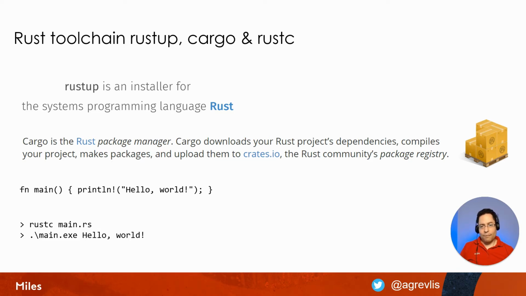Here's a simple hello world example. We define a main function and print out a line, hello world. Then we can use rustc to compile our Rust file, and we will get an executable. On a Windows system, we will get an exe file. If we execute the main.exe file, it will print out hello world onto the command prompt.